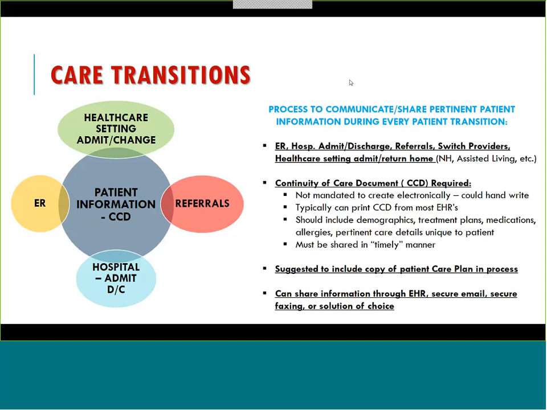So that continuity of care document is really just a simple form. If you're utilizing an electronic health record, typically you can just print that CCD right out of there. It needs to kind of contain the demographics, of course, medications, all those allergies, any treatment plans that are in place. It definitely needs to include that pertinent care that is unique to that patient. It's also suggested that a copy of that patient care plan accompanies that CCD so that all that information is in front of that caregiver.